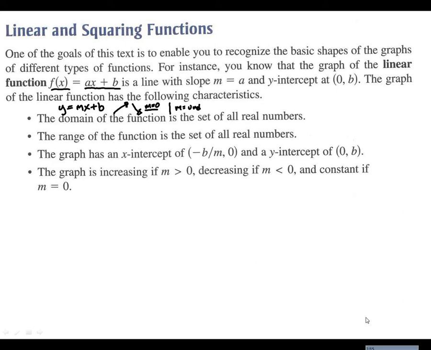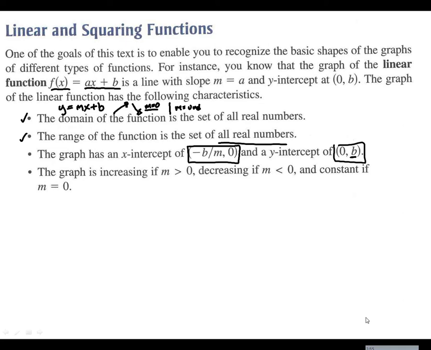Alright, so a couple things on there. They talk about the domain. Domain is what x's can we use. We can use every single real number. Range, what y's can we use. We can use every single y number, so that's all real numbers as well. The graph has an x-intercept here and a y-intercept here. B is the definition of the y-intercept.